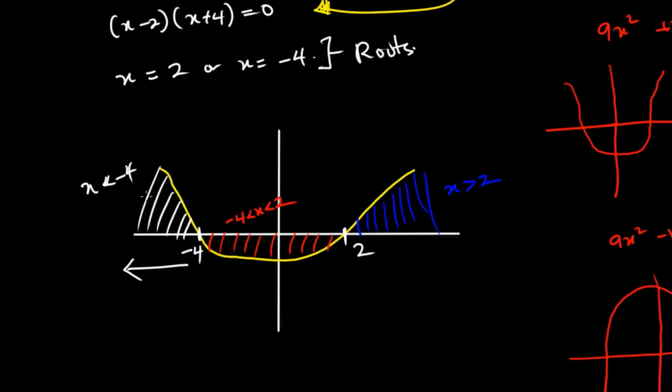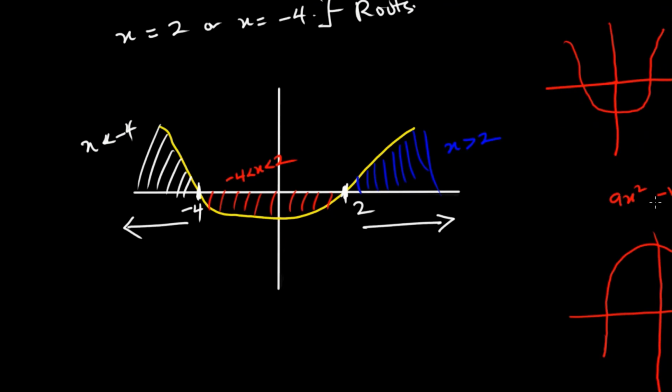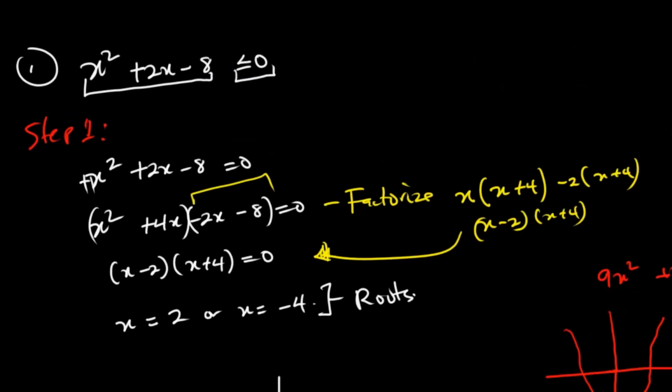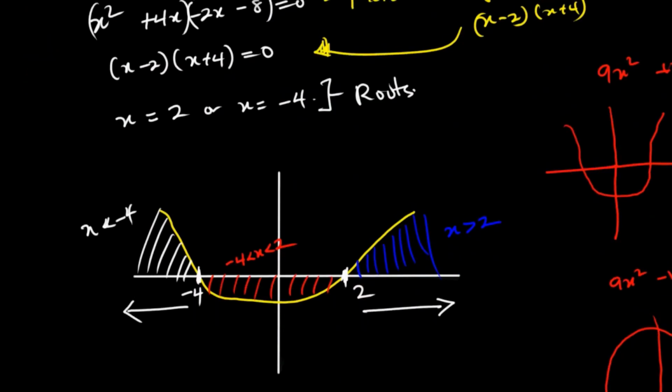Just by looking at this, we know that anything that falls to the left of -4 is less than -4. So here we have x less than -4, and everything in between falls in the range -4 less than x less than 2, and anything to the right of 2 is greater than 2. That's why we have these 3 parts. Since our inequality has a less than symbol, we simply take all the region that is below the x-axis.